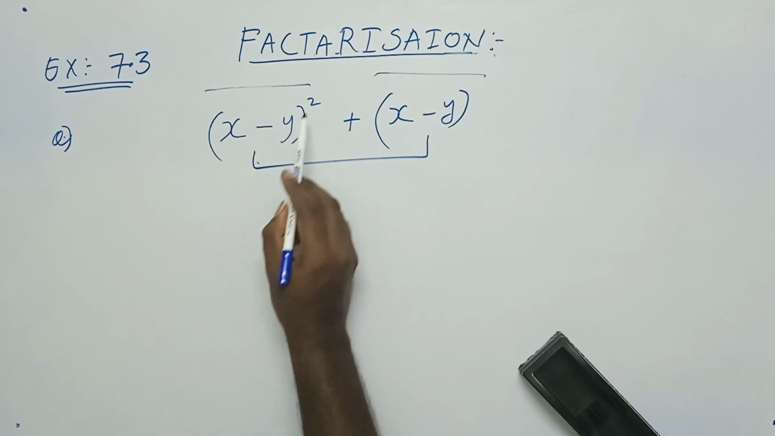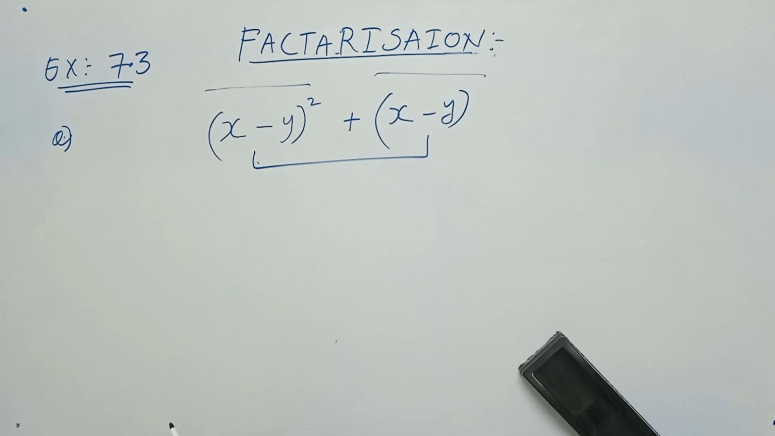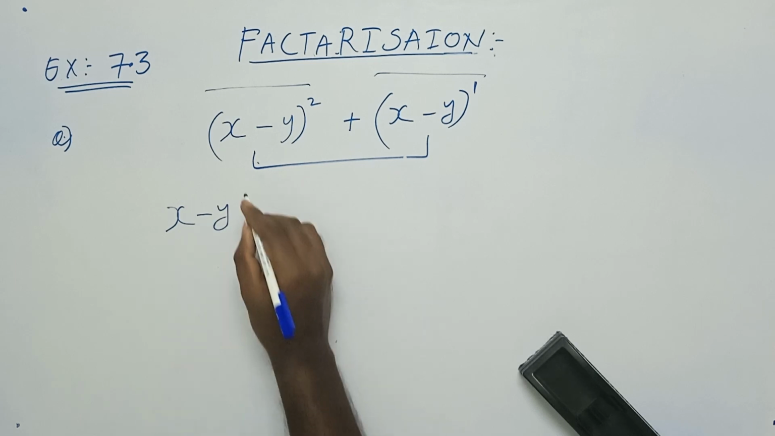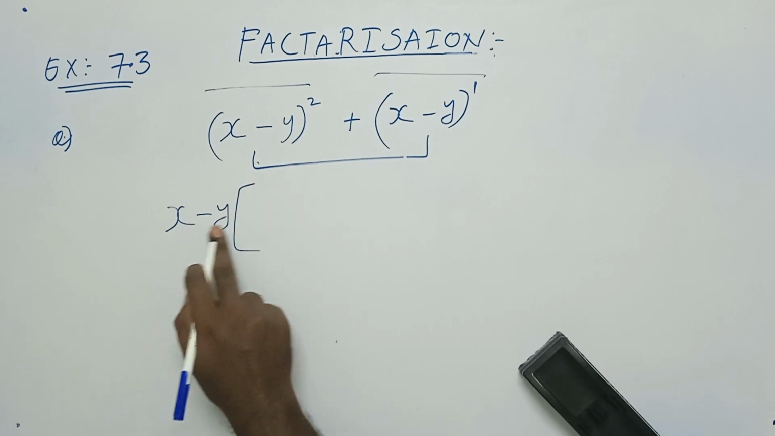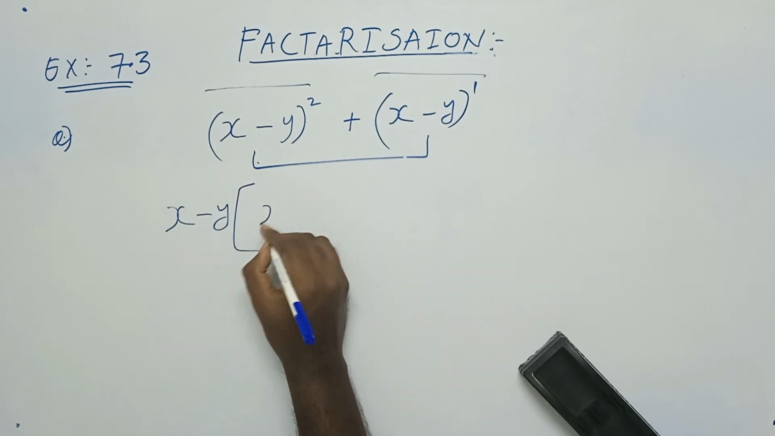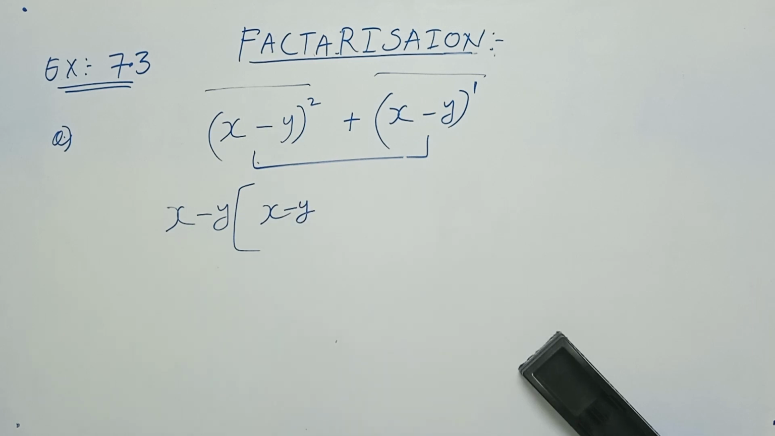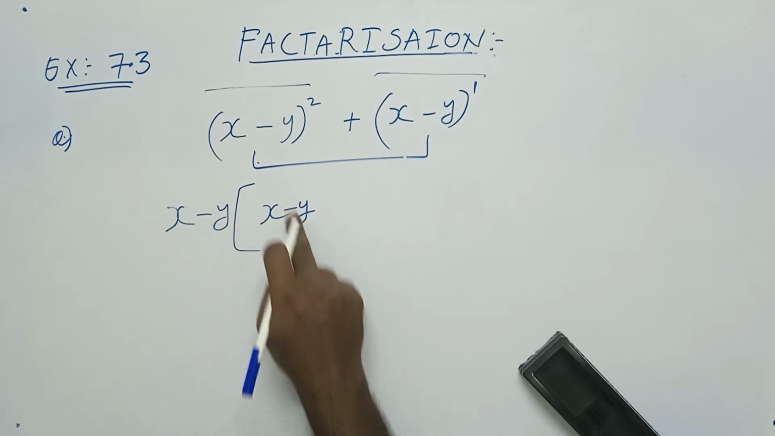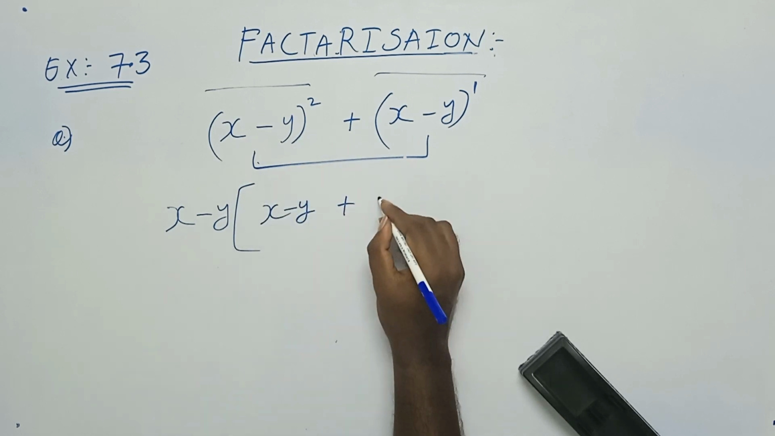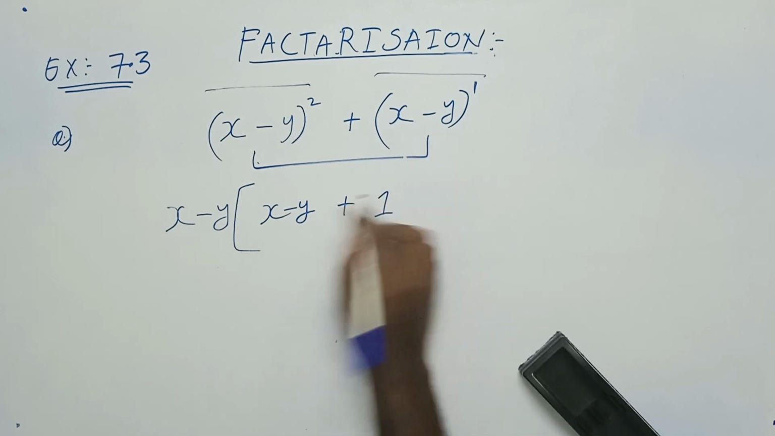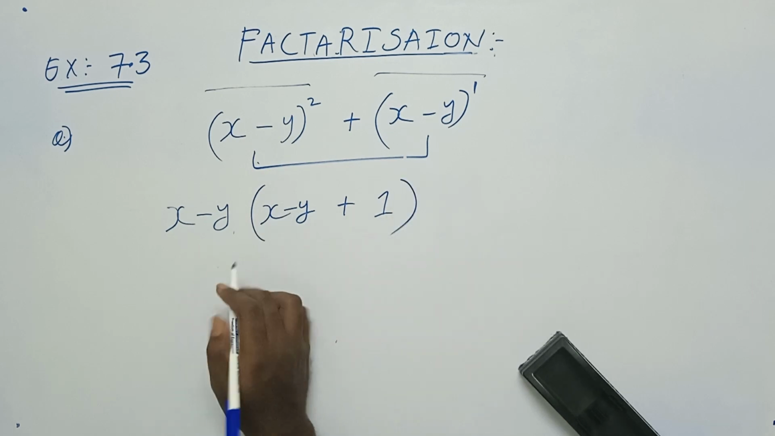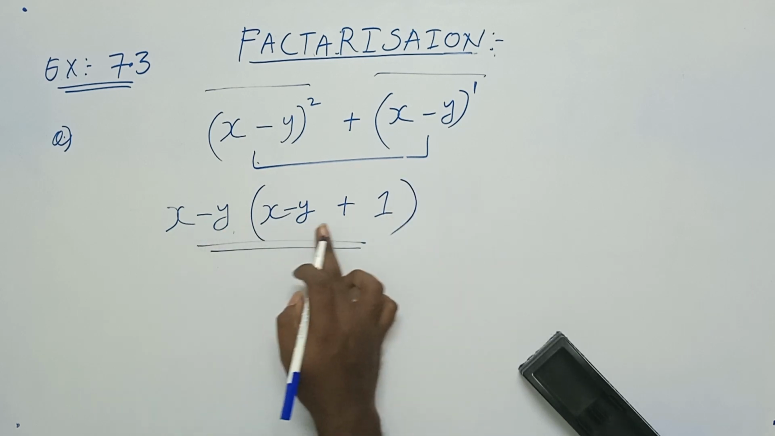So here you have (x minus y) whole square and you have (x minus y). So the lowest power, which is (x minus y), we have to take common. Now we are going to divide the whole expression by (x minus y). (x minus y) times (x minus y) is (x minus y) whole square, plus you have a plus sign over here, (x minus y) times 1 is 1. That means we got the product of two factors, which is (x minus y) and (x minus y plus 1).